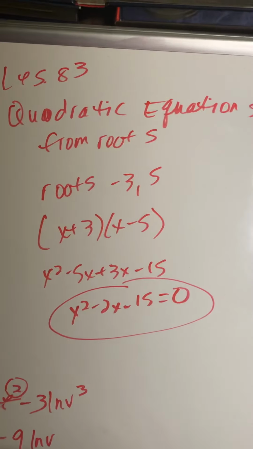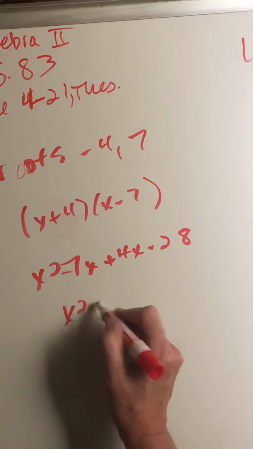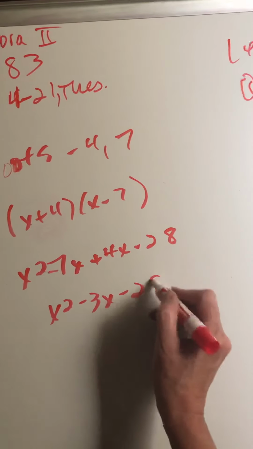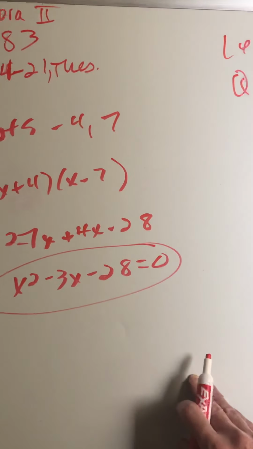Let's see, my roots now are -4 and 7. So I put them in parentheses first, which means I change the signs. Do not forget to change the signs. Then I FOIL, x squared minus 7x plus 4x minus 28. So that gives me x squared minus 3x minus 28 equals 0, because I'm asked for an equation. Okay?